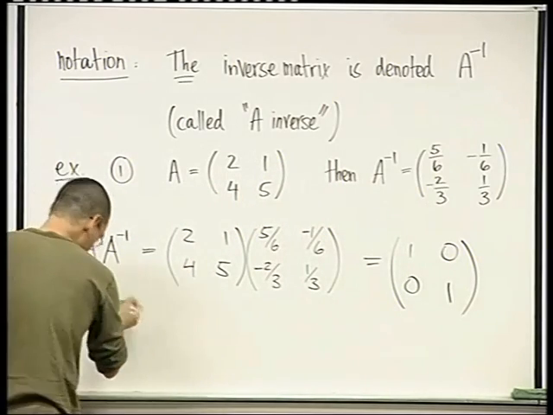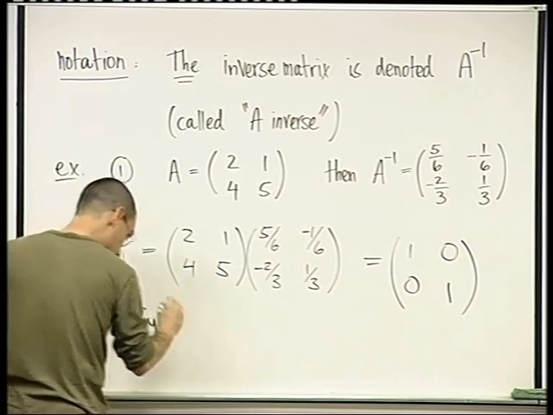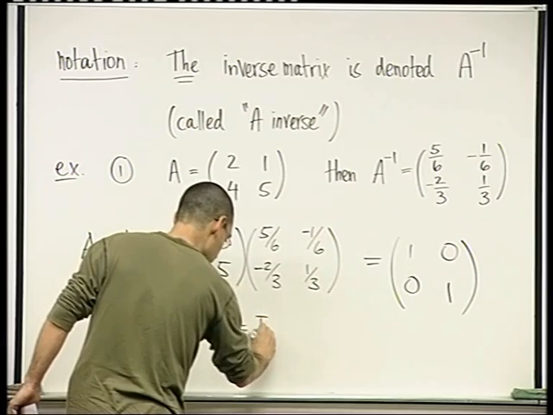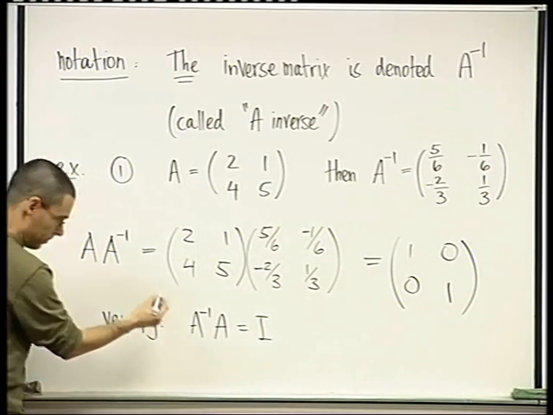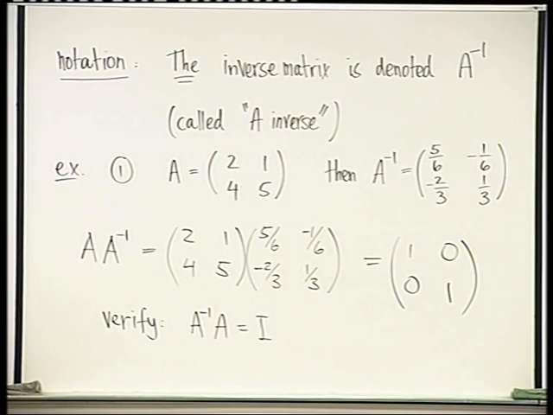Okay? And I want you on your own to verify that in fact A inverse times A gives you the identity matrix as well. Okay? It's a similar calculation. Just do it. Make sure that it in fact holds.